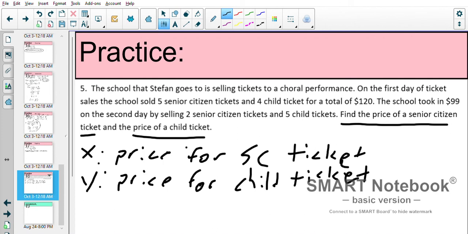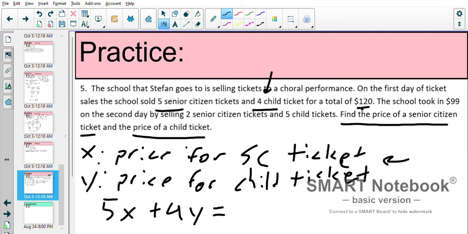So we take a look back here and we can see that we've got some totals and some number of tickets that we bought. We can relate those to the price of the tickets, which are our variables. So we sold on one of the days 5 senior citizen tickets. If I do 5 times X, that will give us our money for the senior citizen tickets. There were 4 child tickets, and so we add 4 times Y to give us the money for our child tickets. Both of those added together got us a total of $120.